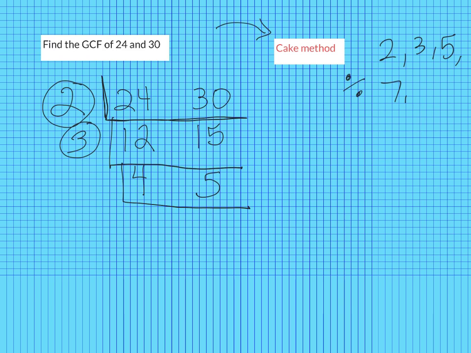Now the last thing that I get to do is circle up all of the values that I have divided by. All these small numbers on the side get multiplied together. So this becomes 2 times 3, which of course is 6. So my answer is 6 is the greatest common factor.